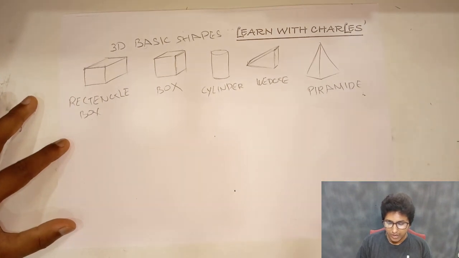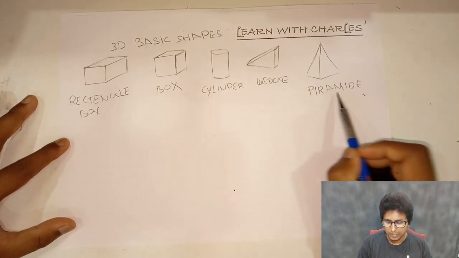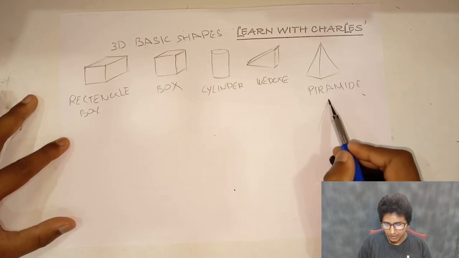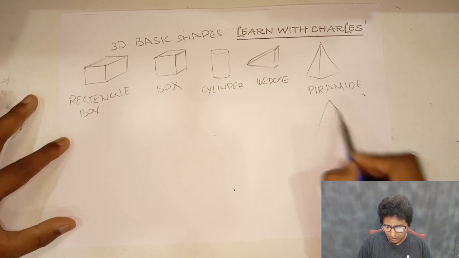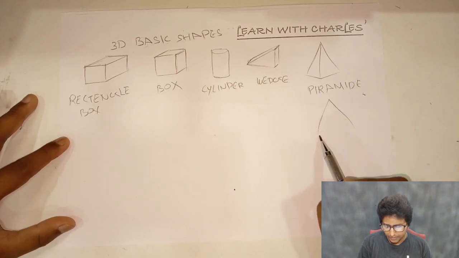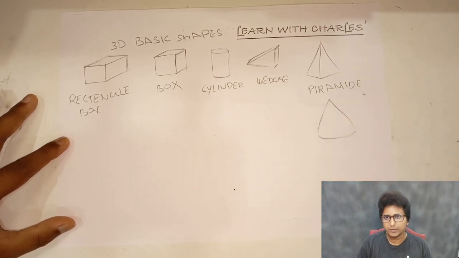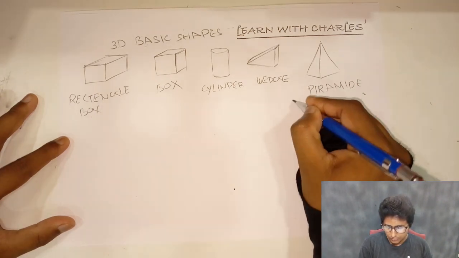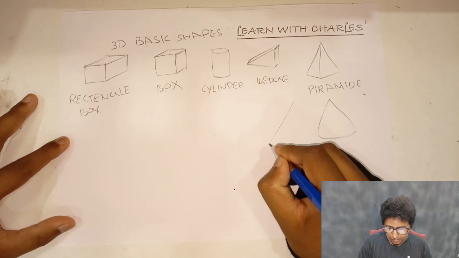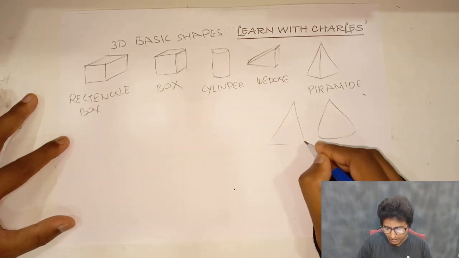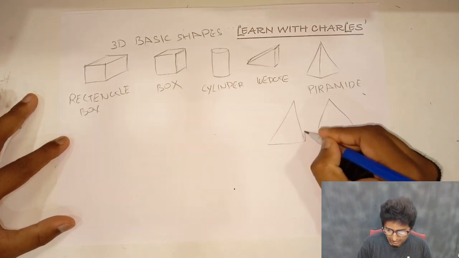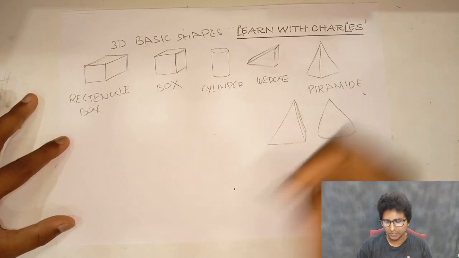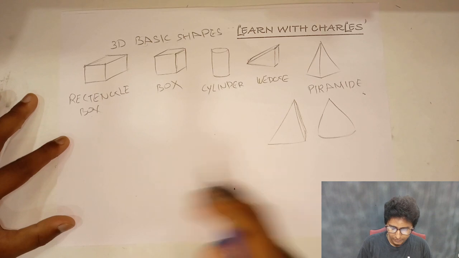You can make as many types as you want. Like I have made here a square pyramid. You can make a round pyramid. See? Also, you can make a triangular pyramid, but it will look like a square. See?